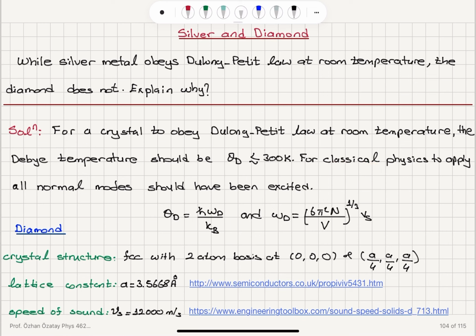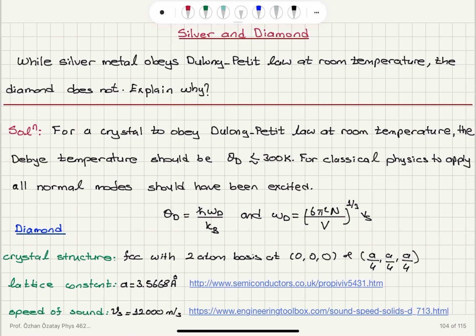And what is the Dulong Petit law? The Dulong Petit law basically says that the molar specific heat should be independent of temperature. It is equal to 3R for solids. So that's the result of classical treatment.